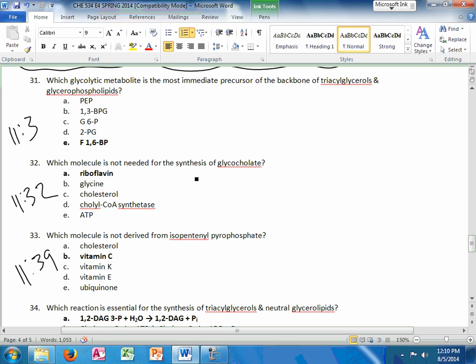10 quick questions on Unit 11. Most immediate precursor of triglycerides and glycerophospholipids. So what you're going to see on slide 3 is that DHAP is the most immediate precursor. That's not in the options here. So all of these guys are pretty far away. They happen in the second half of glycolysis. This is pretty early on, and this is right before DHAP. So that's the answer.